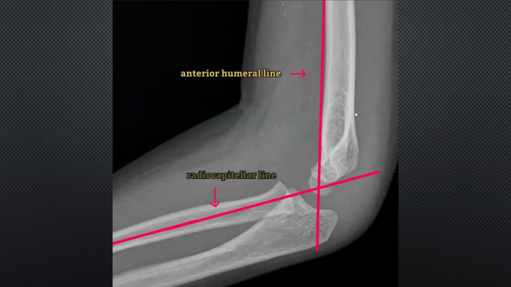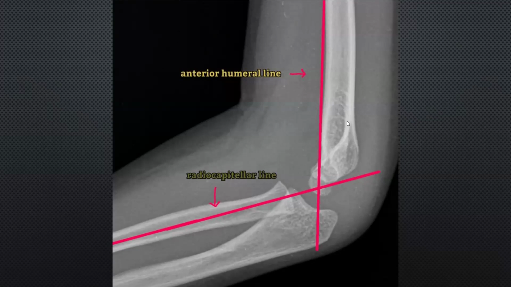Is the posterior cortex intact or not intact? Intact. Any disruption? No disruption. The anterior cortex intact. So no fracture, easy. If you find the fat pad sign, or the anterior humeral line or radiocapitellar line not transecting the capitellum, it means class 1. If you find a disrupted anterior cortex, class 2. If you find a disrupted anterior and posterior cortex, class 3.